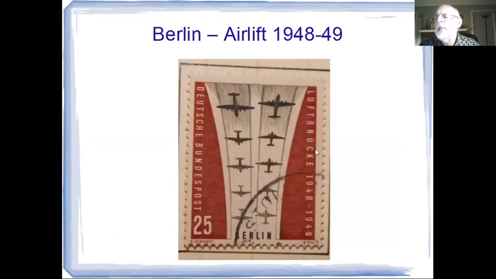The same item was again commemorated here. Airlift in German is called Luftbrücke. And you see the planes.